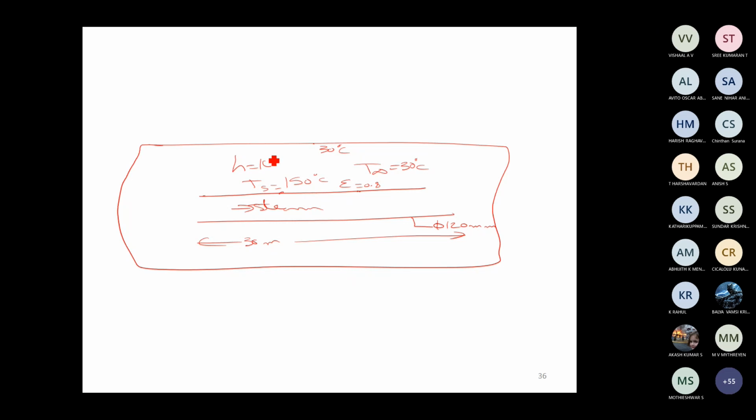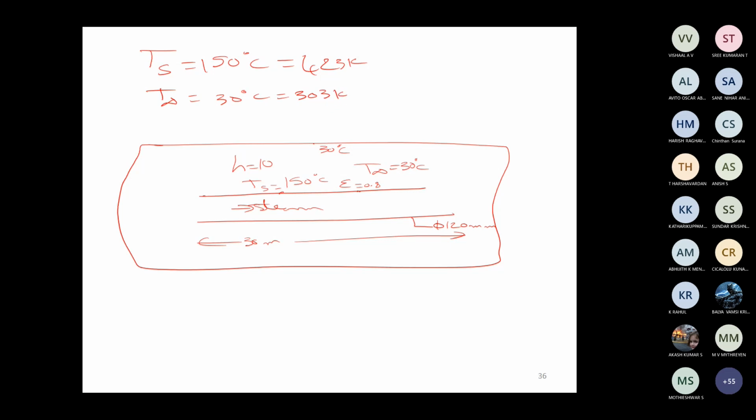Okay, so I'll write down the data. We are given the surface temperature as 150 degrees Celsius. Since radiation is involved now, it's always better to convert to Kelvin. So 150 degrees Celsius, when you convert it to Kelvin, will be 423 Kelvin. Similarly, T infinity is 30 degrees Celsius, which is 303 Kelvin.